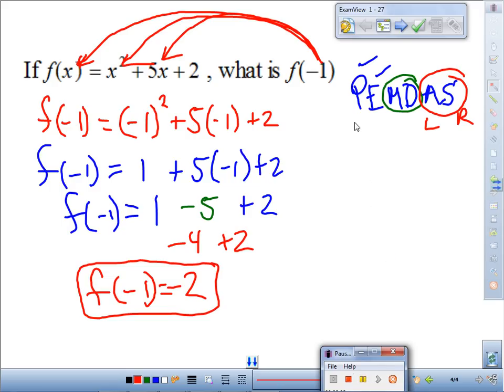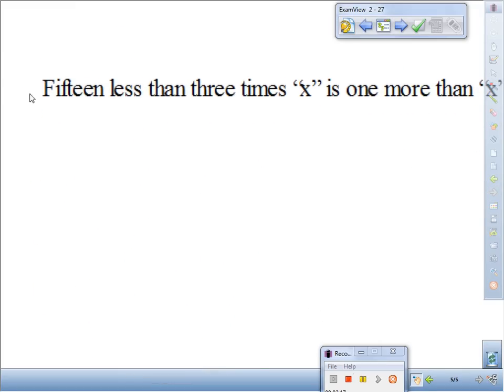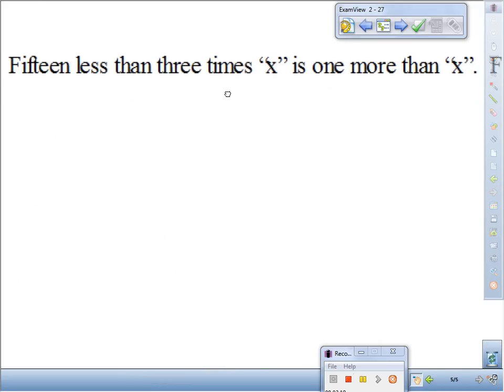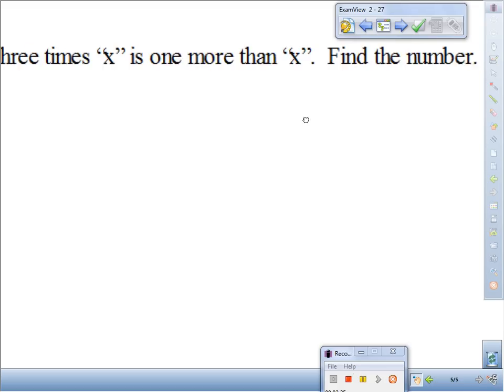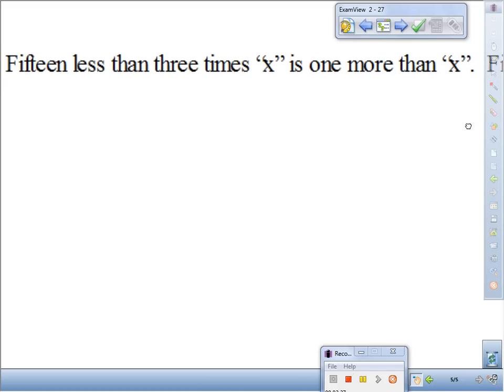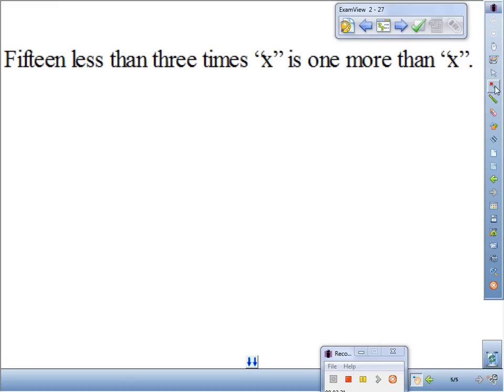Okay, number 2. Here we go. It says, problem number 2. 15 less than 3 times x is 1 more than x. And then it says, find the number. So first let's translate this. It says, 15 less than 3 times x.